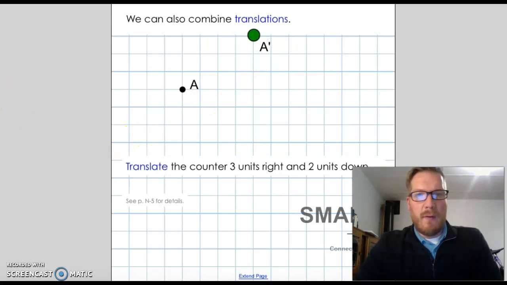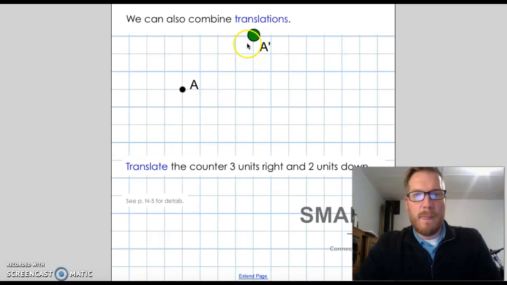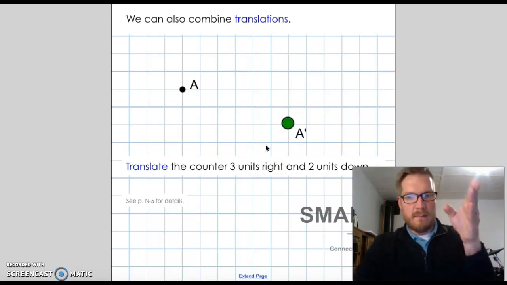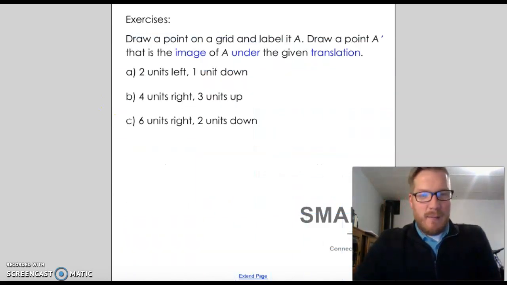So that's where A prime would end up, 4 right, 3 up. And the last one, 6 right, 2 down. So that would go 1, 2, 3, 4, 5, 6, 1, 2. And so after that translation, that's where our point would end up. Just again, notice I'm just moving along the grid, either vertically or horizontally. Okay, we did that stuff.